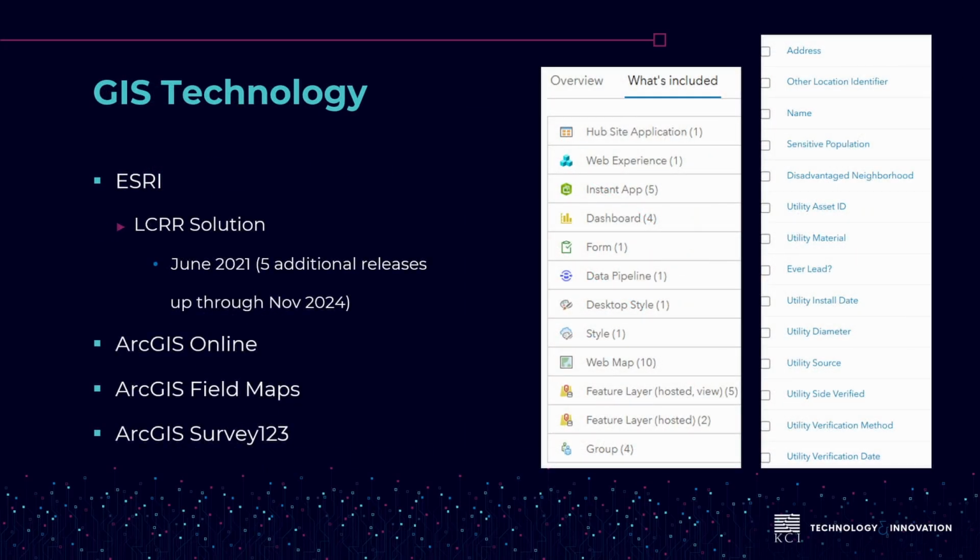So as you know, Esri has an LCRR solution. It first came out in June of 2021. They've had 5 additional resources up through the end of last year. This is a little snapshot of what you actually get when you deploy the solution, and then a few of the attributes from the service line hosted feature layer. There's a total of 51 different attributes in there, from dates of installation and inspections and so on and so forth. But it utilizes, of course, ArcGIS Online with Field Maps and Survey123.